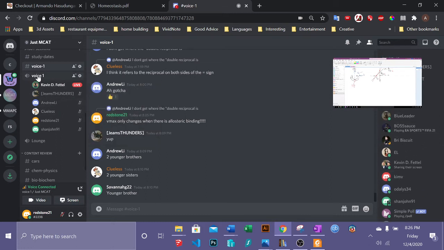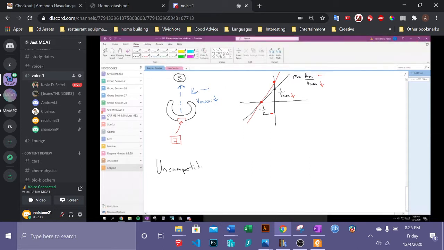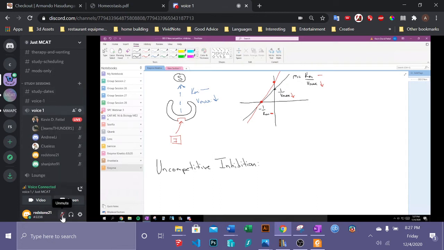Let's do the last one. And the last one's going to be uncompetitive inhibition. Can someone give me a simple definition for this? Right, correct. So the inhibitor can bind to an allosteric site only when the substrate binds first. It's the binding of that substrate that will create this pocket, this allosteric site.